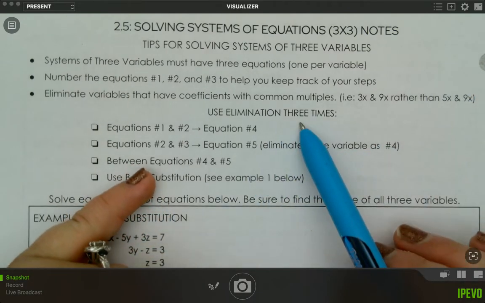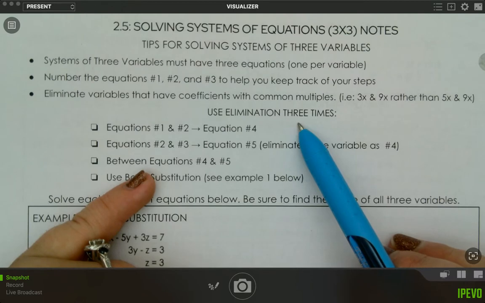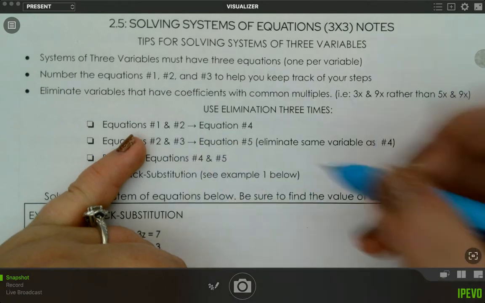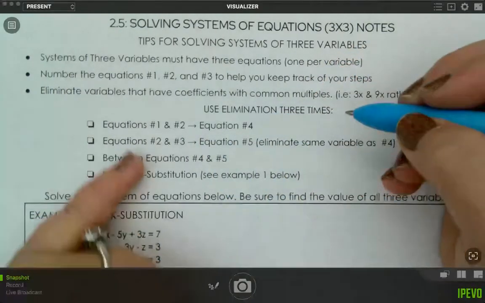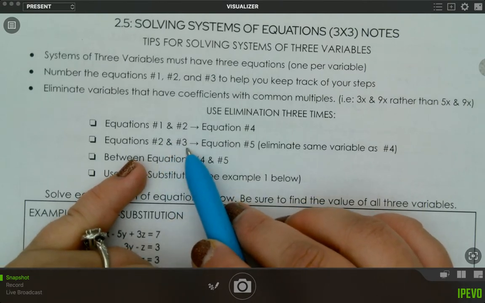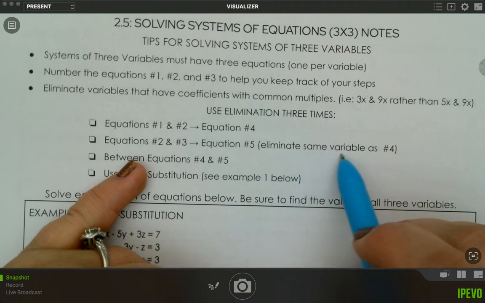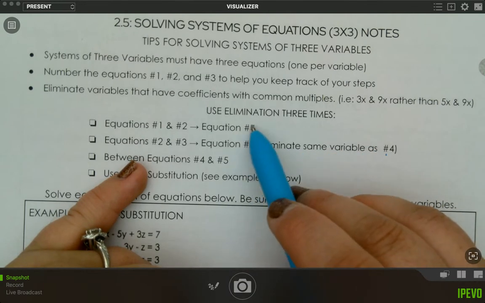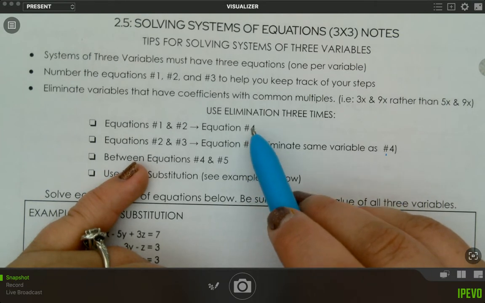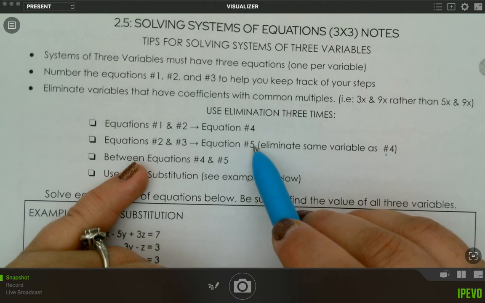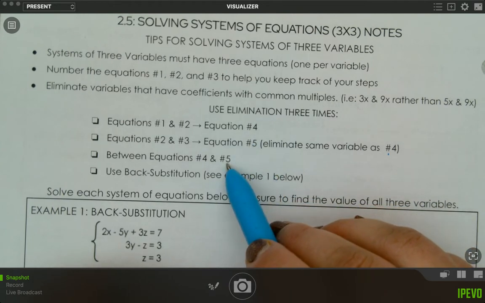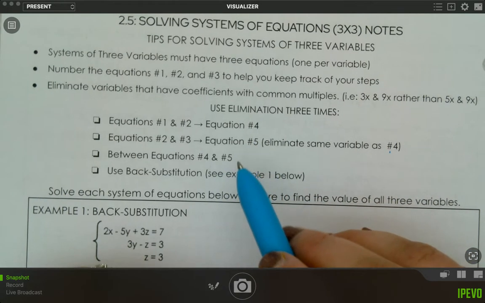Okay, so you're going to basically use elimination 3 times. This is just an example. So like, let's say that you use equations 1 and 2 and you eliminate x. Then you're going to use the other two equations, like maybe the second and the third equation, and eliminate the same variable as number 4. So if you eliminate x for number 4, you're going to eliminate x for number 5. So now you have two equations that both have two variables because you eliminated one of them. Now you're going to use elimination between those two equations that you made to find the first variable.